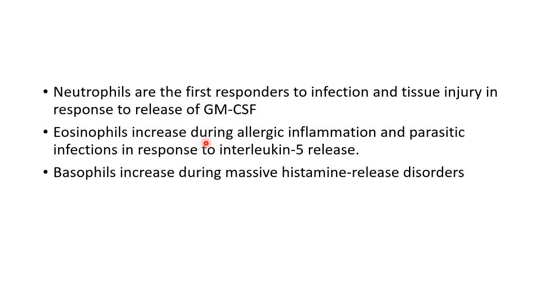Eosinophils, on the other hand, are also granulocytes that increase in number during allergy and parasitic infections. So, for example, if you have infection of the colon with amoeba, you will have an increase in eosinophils. If you have the presence of worms in the colon, you will have an increase in the numbers of eosinophils. If you have an acute asthma attack, you will have an increase in the number of eosinophils.